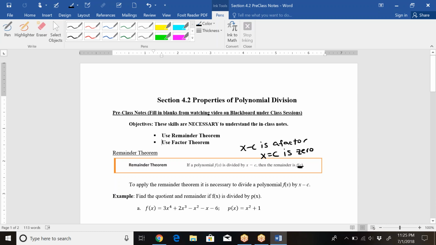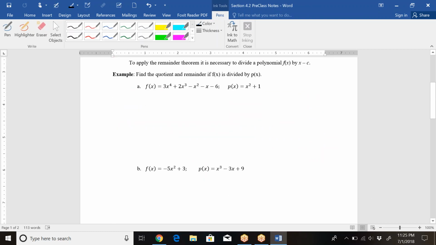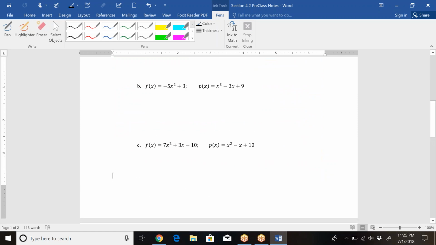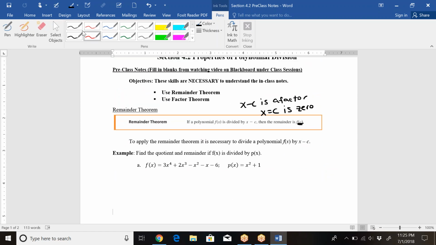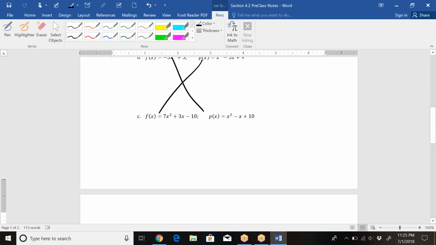Okay, so notice they're plugging in that c, which is the opposite sign of what that is. And I believe this first example here is the incorrect one. Yeah, so I'll mark this out. These are long division, and we're going to do that together in class. So we don't want to do those. Those show up on the in-class notes as well.